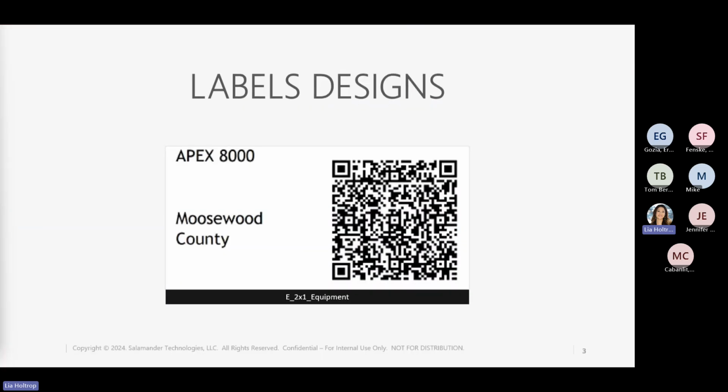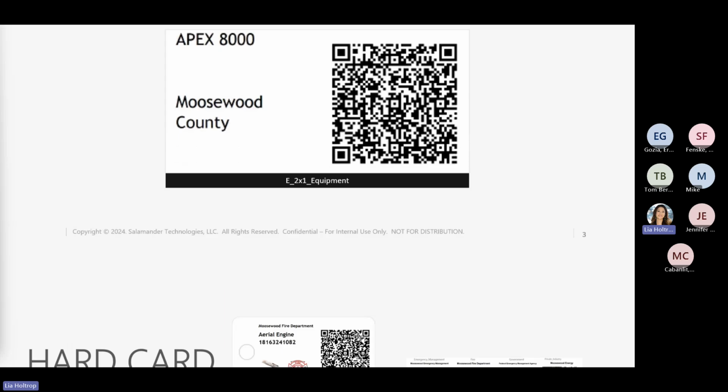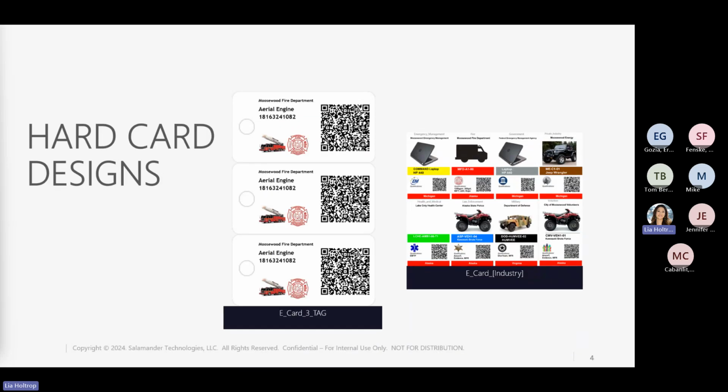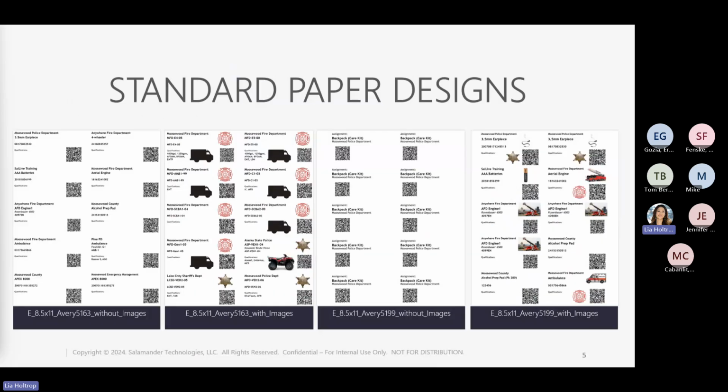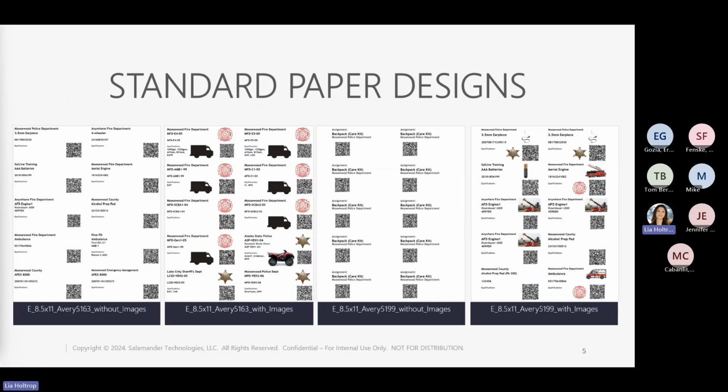I know I didn't talk about printing on here. We're just running a little bit off on time, but printing in this case is the same printing process as on the people side, except that you have different designs. So this is our 2x1, which is probably the most popular one. This prints off on a label printer. And then you have your hard card designs, which is a 3-tag system, so the little key tags or a hard card. And then you have your paper designs. So very similar to what you can do with the people side, except this is just going to show equipment.